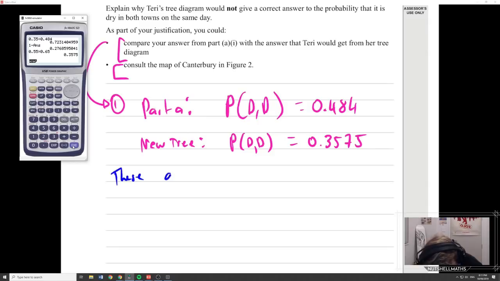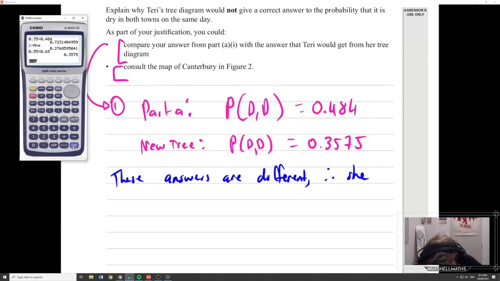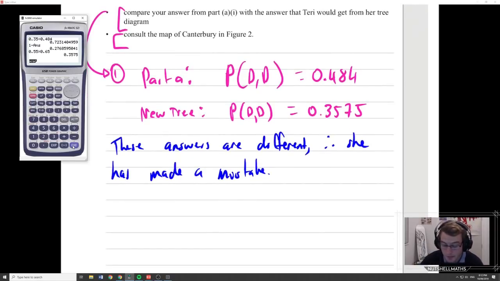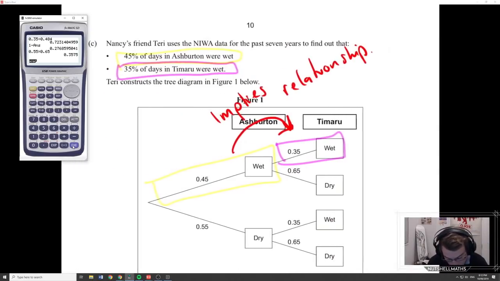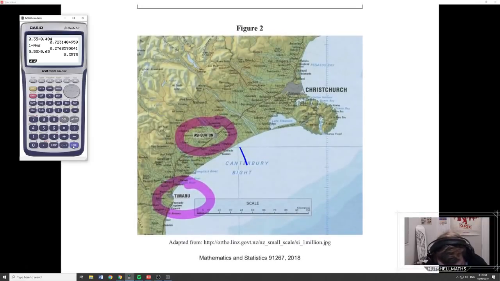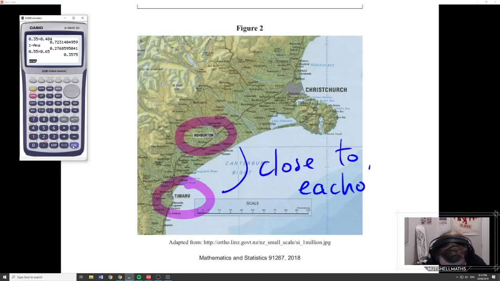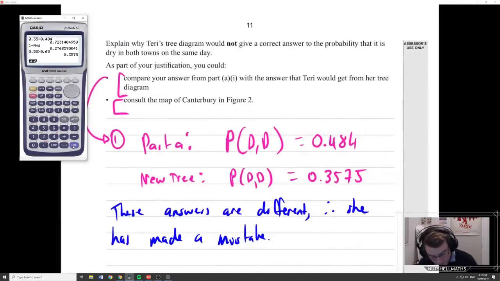These answers are different. Therefore, she has made a mistake. Then consult the map, right? Consult the map of Canterbury. This is where we go. Oh my gosh. Close to each other. Right?